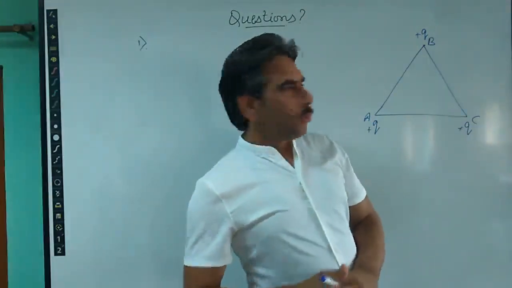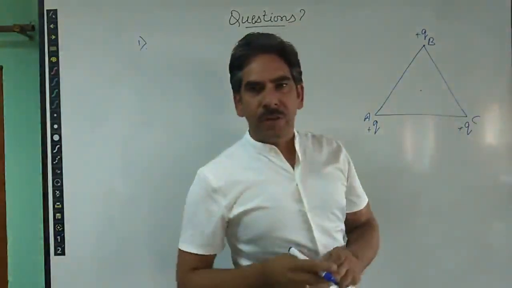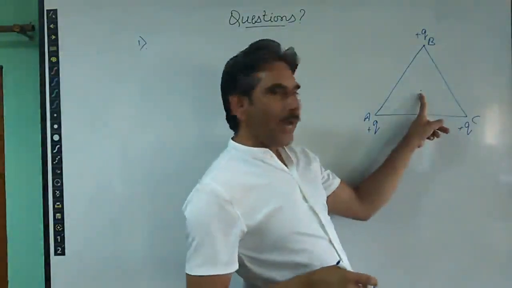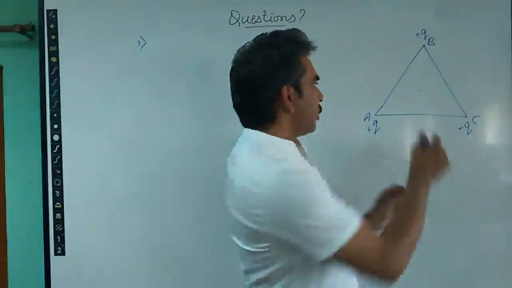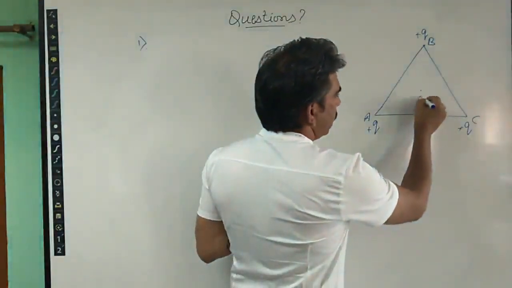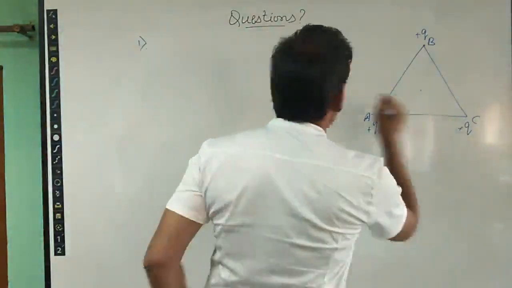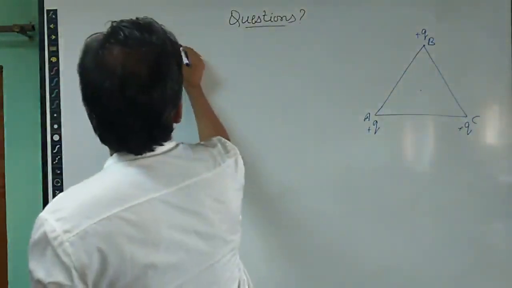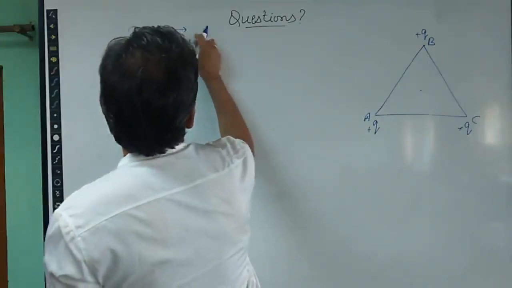The question is to find out the net electrostatic force or Coulomb force at the centroid of this equilateral triangle. So this is the centroid of the triangle. So this is the question. We have to calculate the force, net force at the centroid.